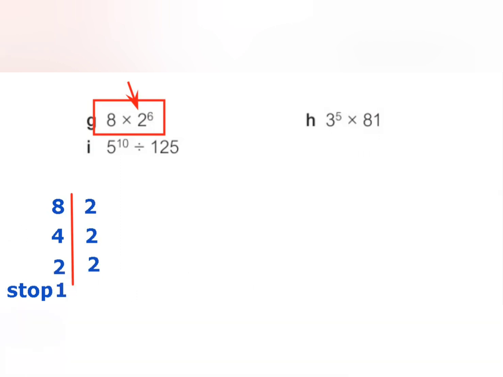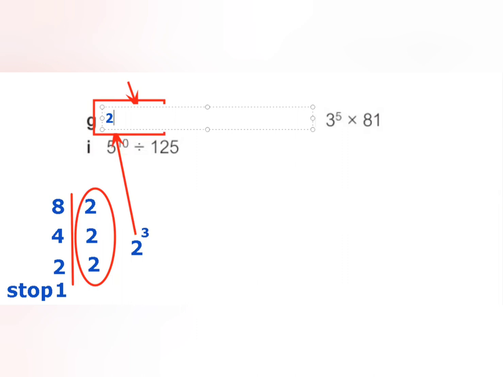Now after reaching 1, I just have to count how many 2's I have. I have 3 2's here. It means the base number is to the power of 3. So it's going to be 2 to the power of 3. Very good. And this is how you turn this number into a base number. Now I'll remove the 8 and put this instead of the 8. So it's going to be 2, and the power will be 3, like this.